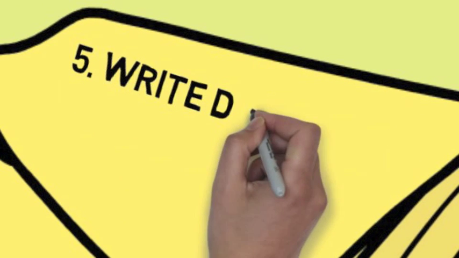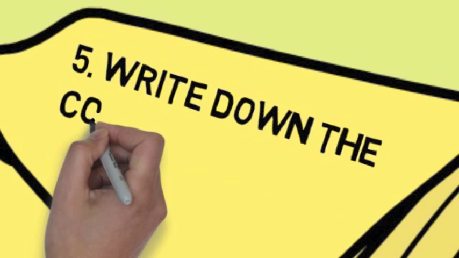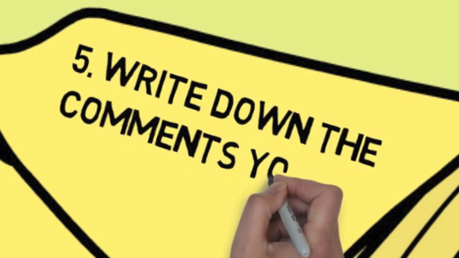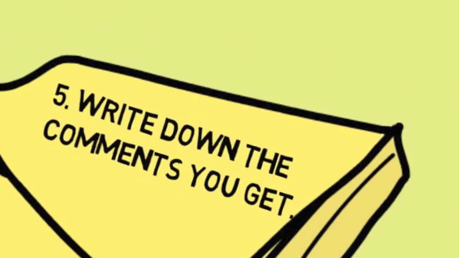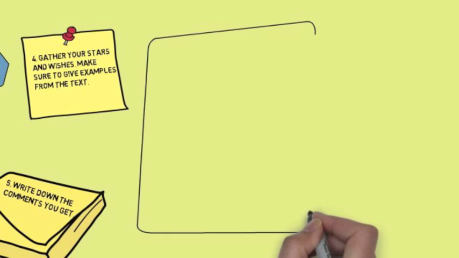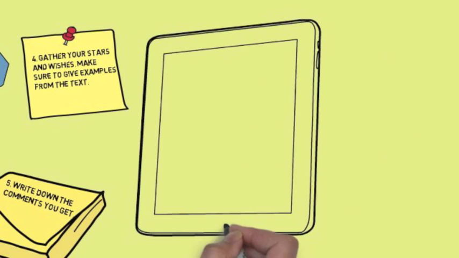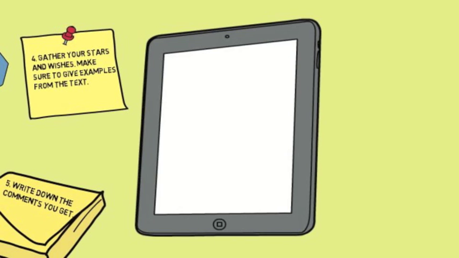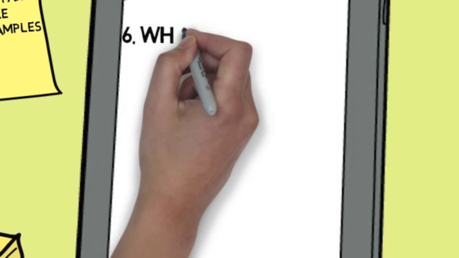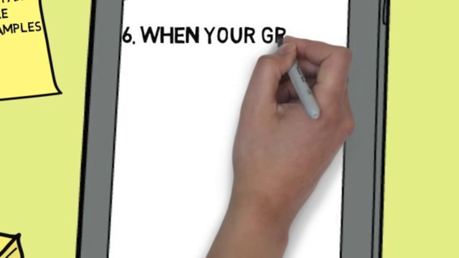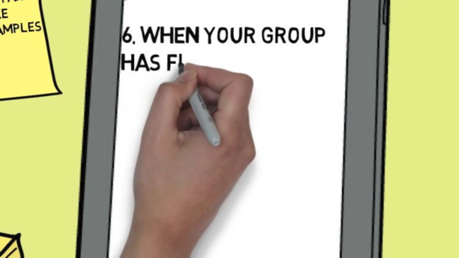Step number 5. If you are the one whose text you're looking at, write down all the comments you get so you don't forget what they said. Now, once your group has finished doing all the texts, it's time for you to pick out your iPad.